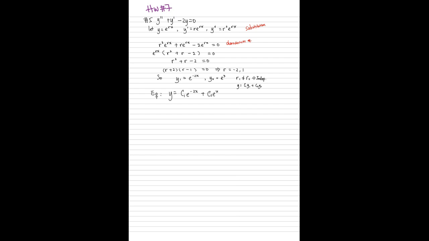Since the two numbers are not equal, they're independent, so we can use the general equation, which is y equal to c1 y1 plus c2 y2. So I plug the r back into the y equation, which is y1 is equal to e to the -2x, y2 equal to e to the 1 times x, which is e to the x. So the equation could be y equal to c1 times e to the -2x plus c2 times e to the x.